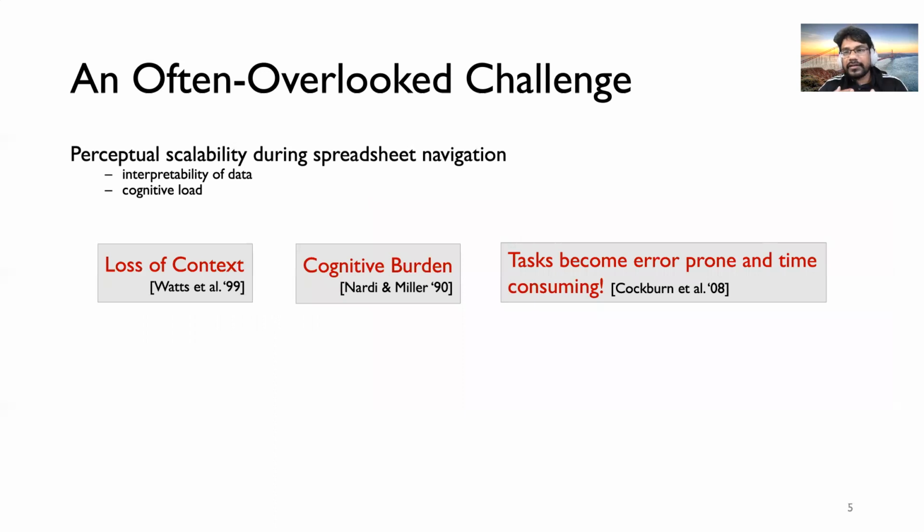So existing work characterizes many of these challenges. For example, loss of context, cognitive burden on users, all of which often lead to errors and delay in spreadsheet tasks. All of these challenges are related to perceptual scalability and get even worse as the size of the dataset grows.